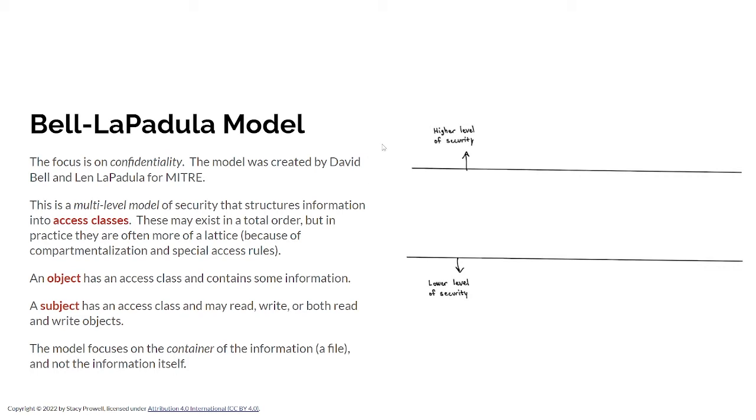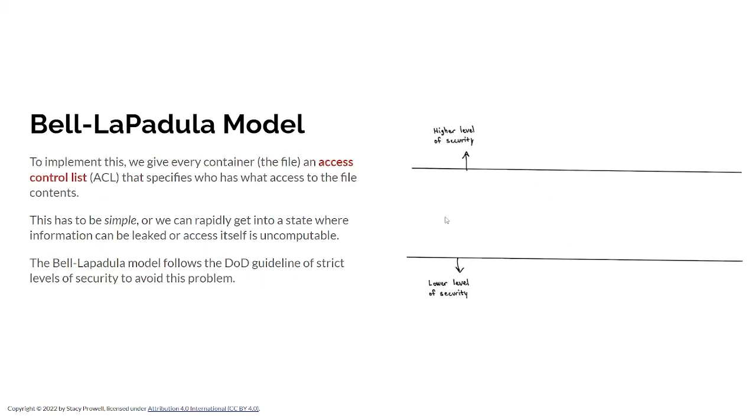So over here we have a little view of the world. Higher levels of security are up here, lower levels of security are down here. The current level of security is right here between these two lines. To implement this, every container has an access control list that specifies who has access to the file contents. And this has to be simple, or we get into a state where information can be leaked, or access can become uncomputable.